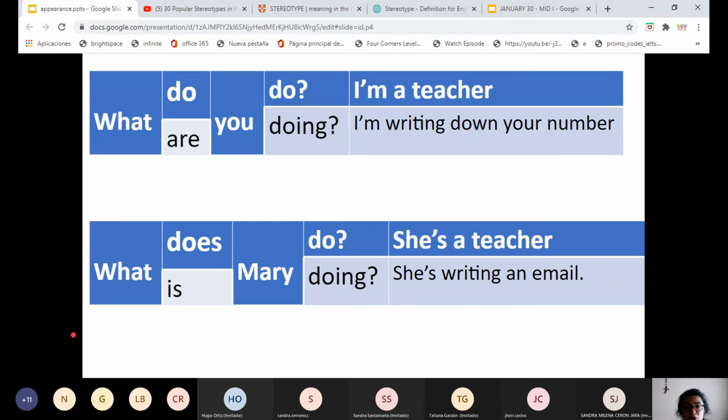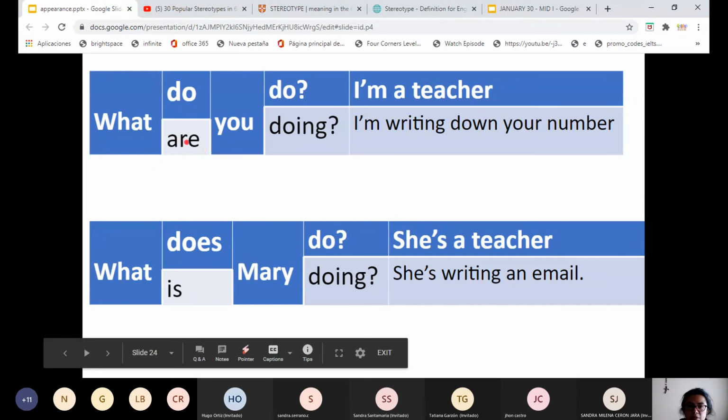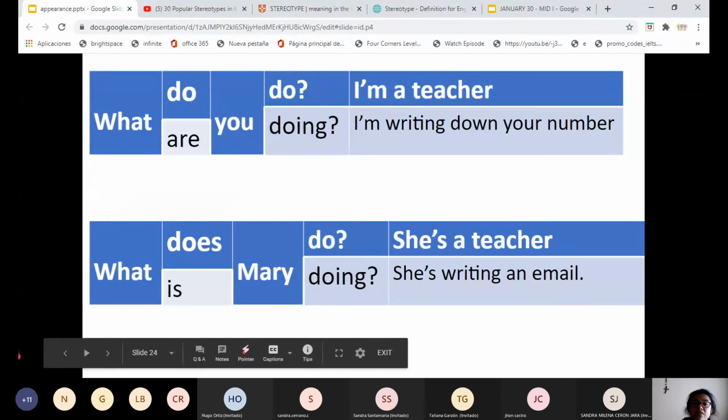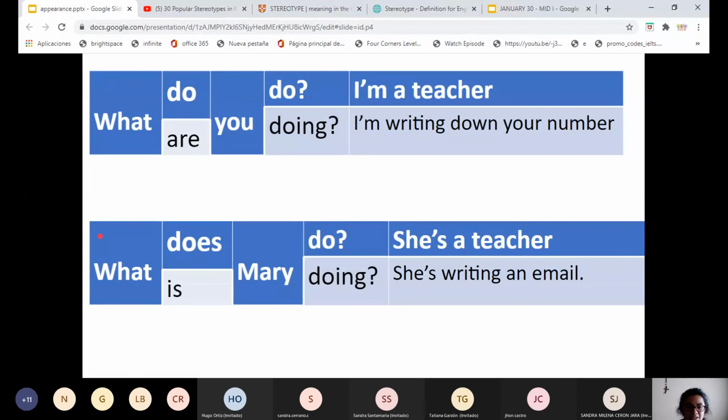Okay. And in this moment, again, we're going to use the verb to be. In this moment, for example, right now, what are you doing? What are you wearing? What are you eating? Where are you sitting? Etc. So depending on the sentence, we're going to use the auxiliary do and a verb. In this case, what do you do? Or in this case, what does Mary do? Or if it's something we are doing at the moment, we are going to use are or is. What are you doing? What is she doing?